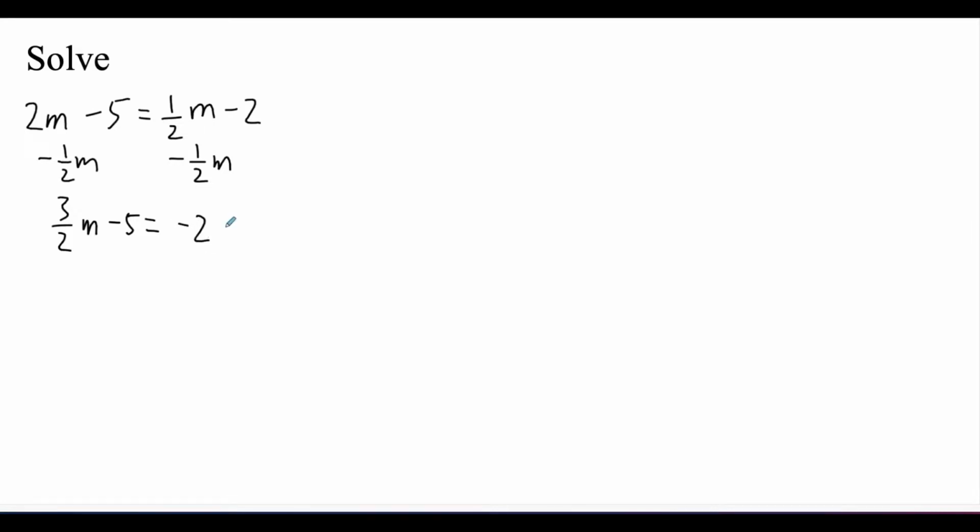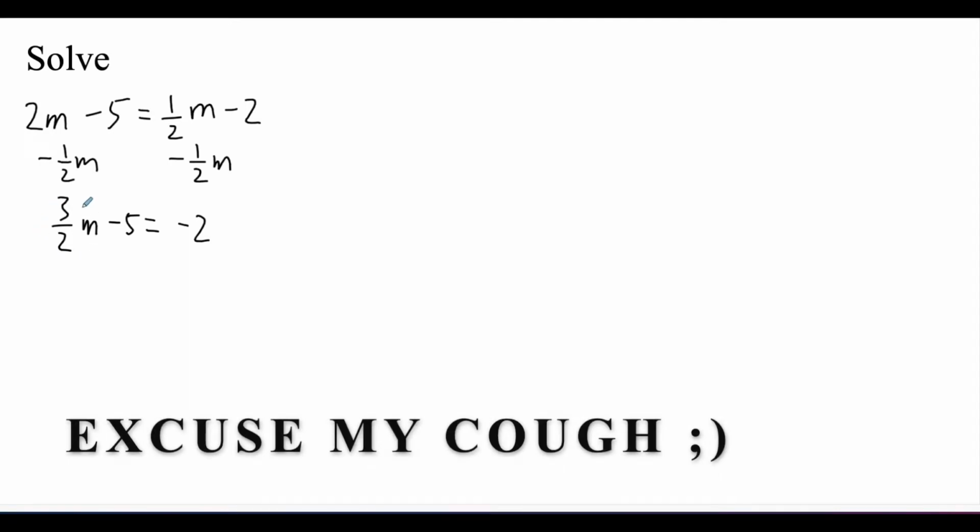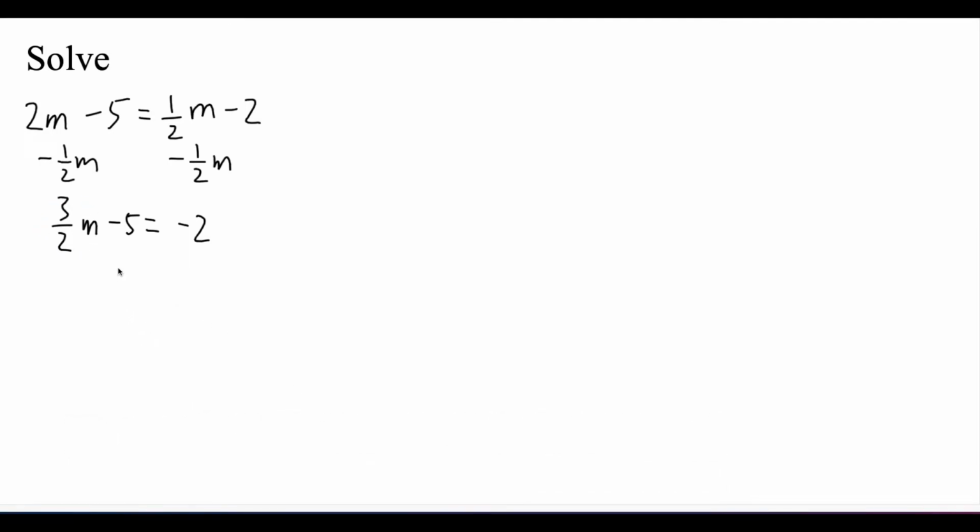Okay. So just bear in mind that going from this step to this step is the most challenging step, because you have to take away half m from both sides. 2m take away half m gives you 3 on 2m. Okay. So just make sure you know that. Now the next step, we can add 5 to both sides, as this step should be quite straightforward, at least I hope. So then we know that the minus 5 will be gone, because minus 5 plus 5 gives you 0. So 3 on 2m is equal to minus 2 plus 5 gives you 3. Okay.